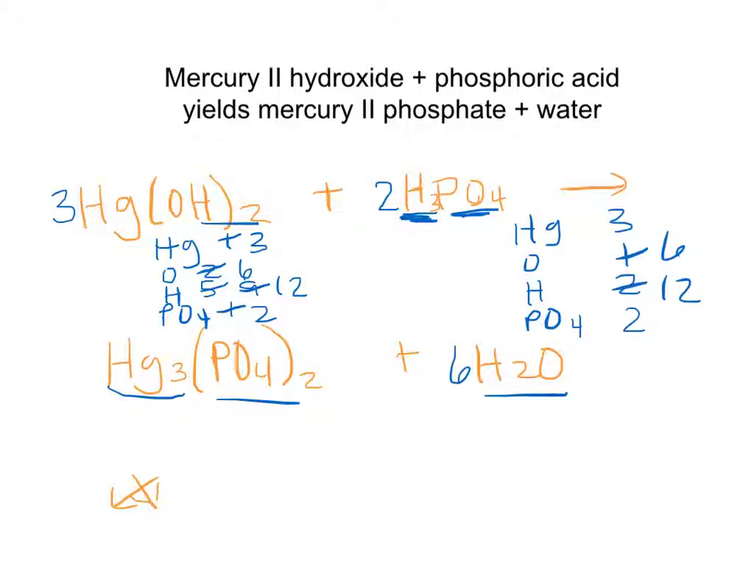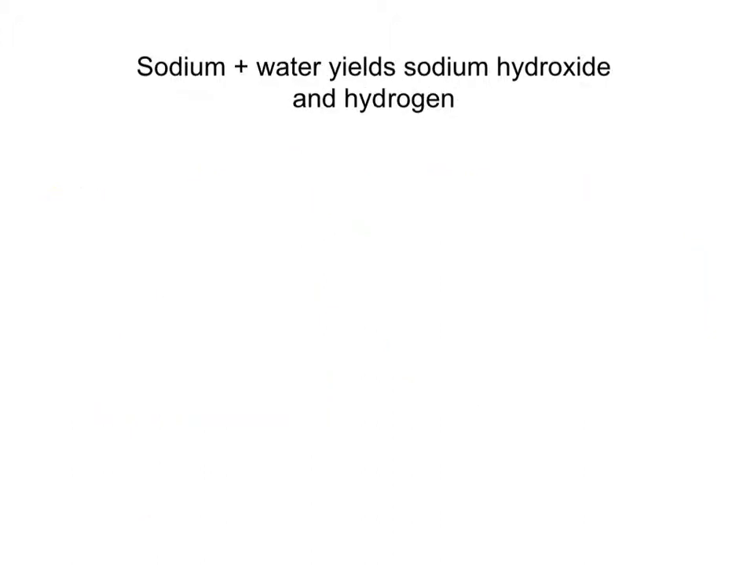Oh, and bam, it balances. So look, we've got 3 mercuries, 6 oxygens, 12 hydrogens, and 2 phosphate polyatomic ions. Yes, we're balanced. So for time's sake, I'm just going to go ahead and write out the skeleton equation.